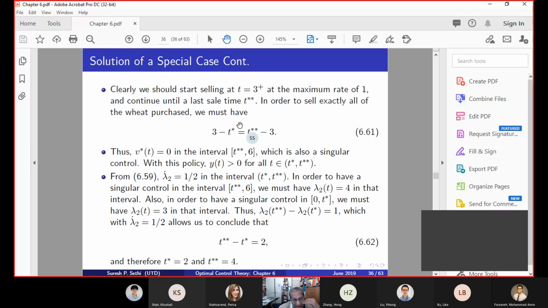So in order to sell exactly all the wheat purchased, we must have this. And during this period, from T double star to 6, I should have no wheat, and I should have V star T equal to 0, which is a singular control. And if I have that policy, then I know that Y T is going to be strictly bigger than 0. That means I will have wheat in this interval.